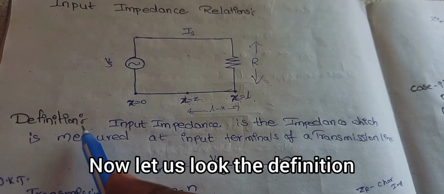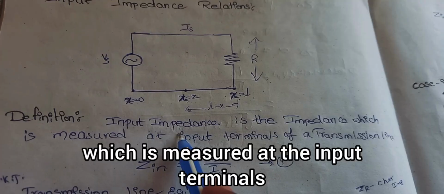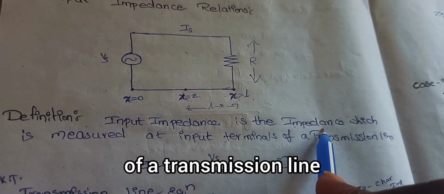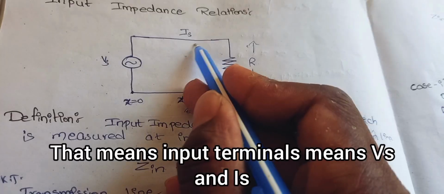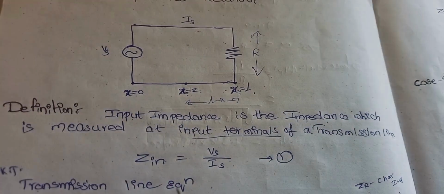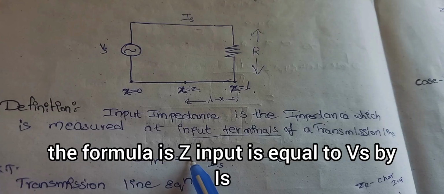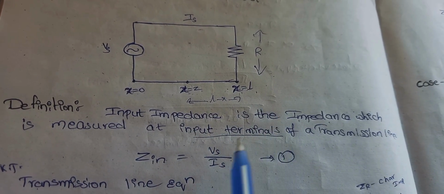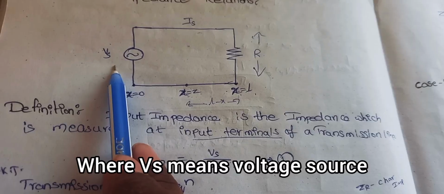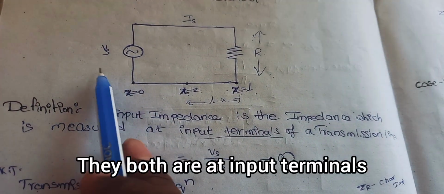Now let us look at the definition. Input impedance is the impedance which is measured at the input terminals of a transmission line. Input terminals means Vs and Is. Then the formula is Zin equal to Vs by Is, where Vs means voltage source and Is means current source. They both are at input terminals.